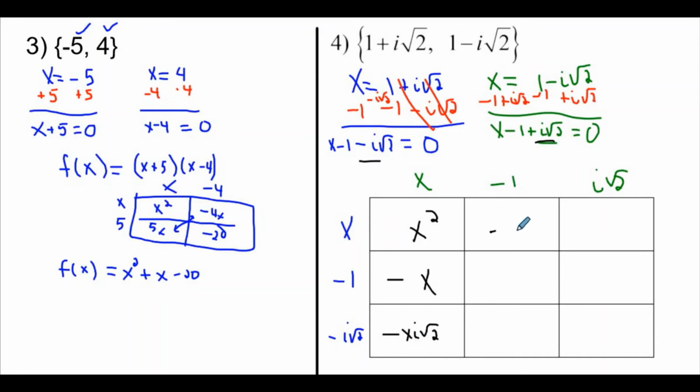Here we have negative x. Here we have positive 1. Here we have positive i square root of 2. Here we have positive, be careful. So here you have positive xi root 2. You would put a little plus sign there if you want to. This one would be negative i root 2.